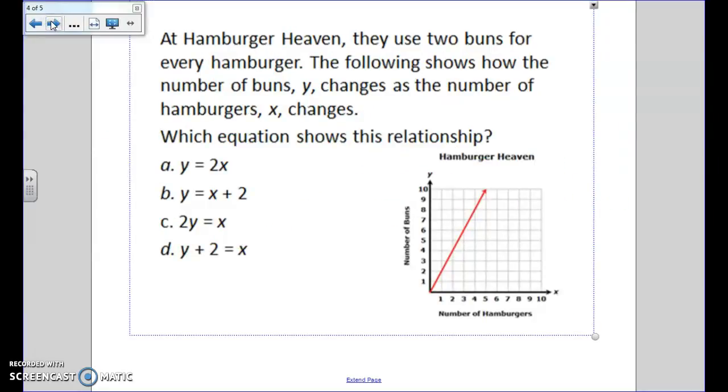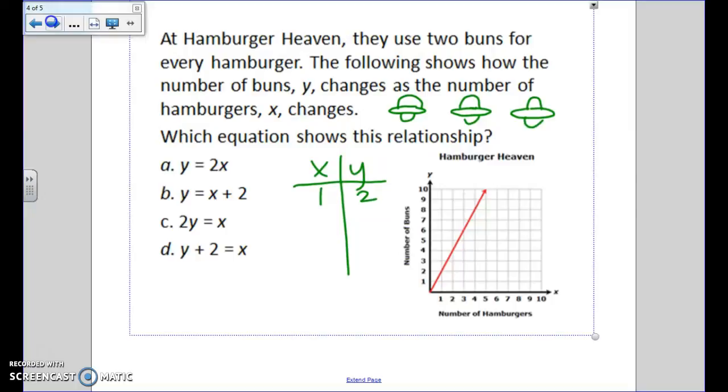At Hamburger Heaven, they use 2 buns for every hamburger. The following shows how the number of buns, Y, changes as the number of hamburgers, X, changes. So again, I know it doesn't use the words independent and dependent, but I hope it makes sense that the number of buns depends on how many patties there are. So when I think about it, the number of buns depends on the number of patties.